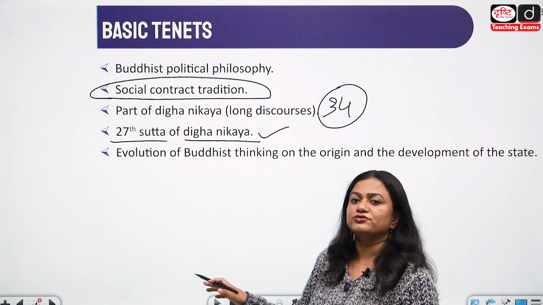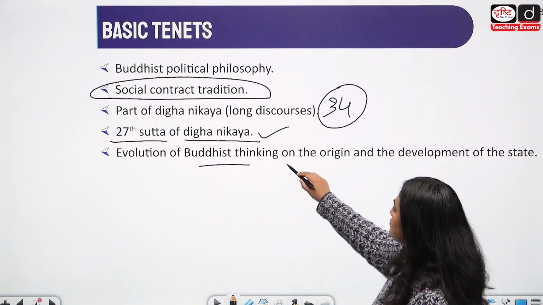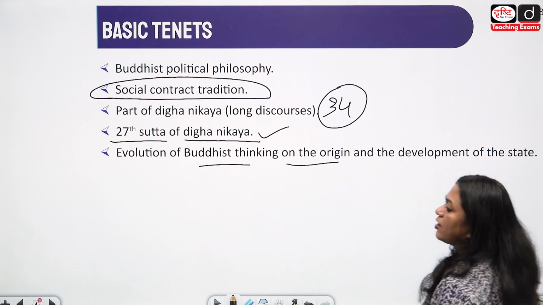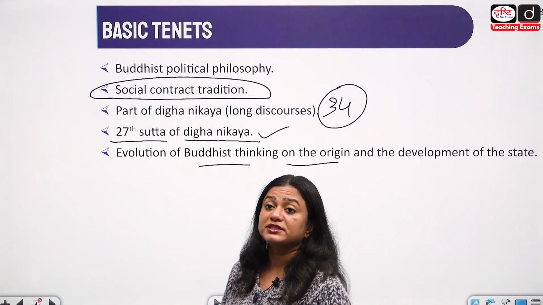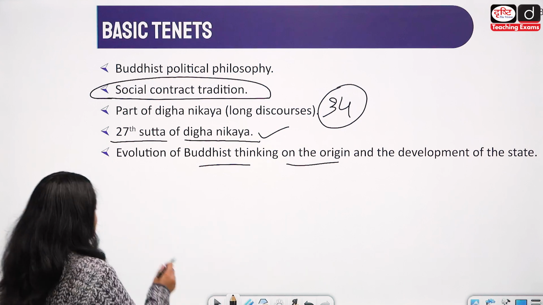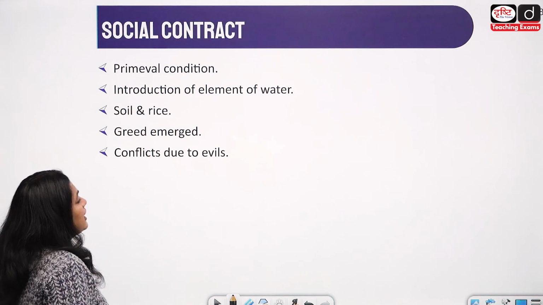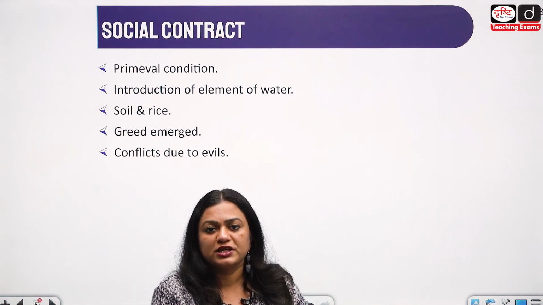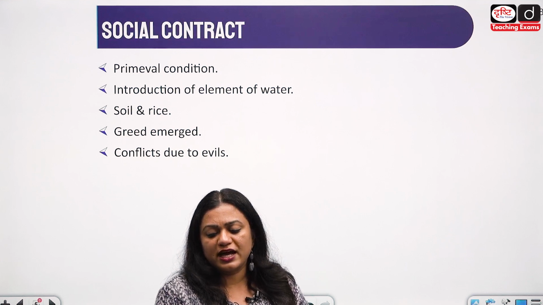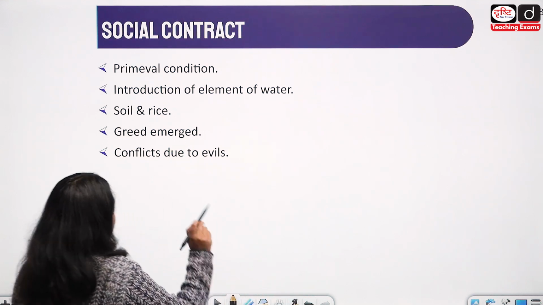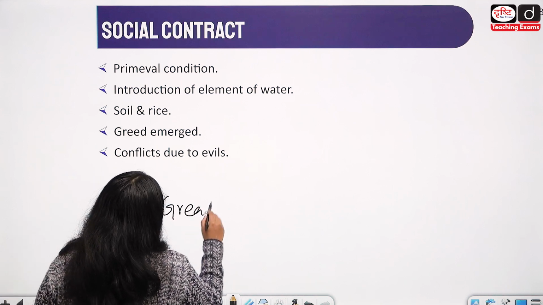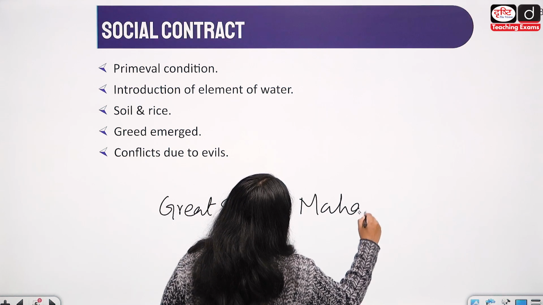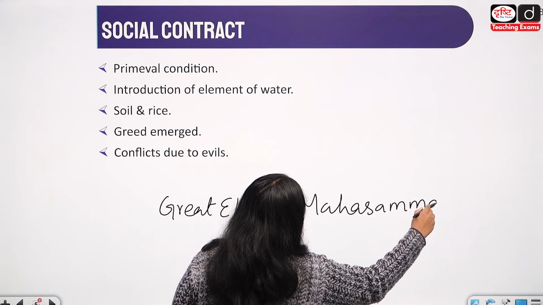By reading the Agannasutta, you get to know the Buddhist thinking on the origin and development of the state, how the state has developed, what its basic tenets are, and everything is part and parcel of it. So it has brought to us a social contract tradition. In this social contract tradition, they have a theory of the great elect, or the theory of Maha Samat, the king or the monarch.